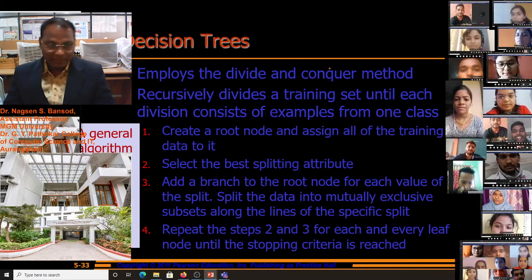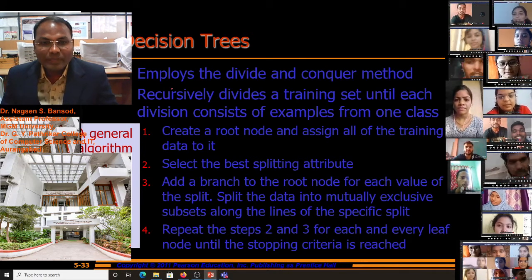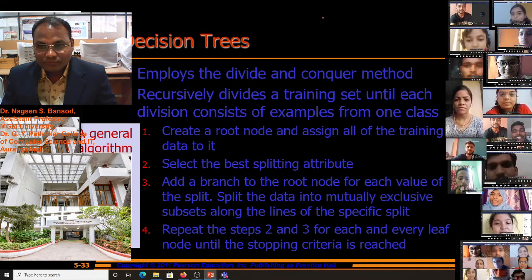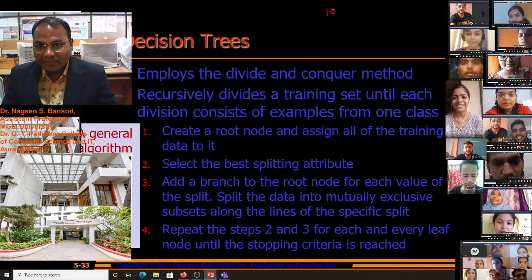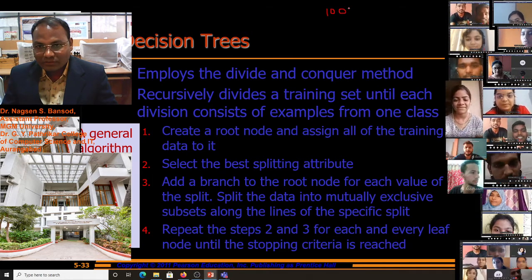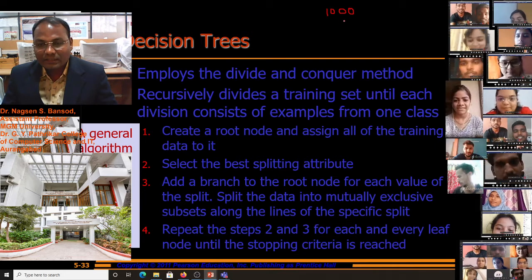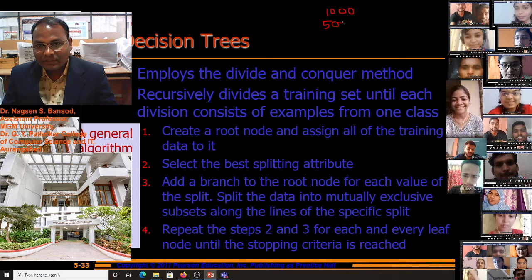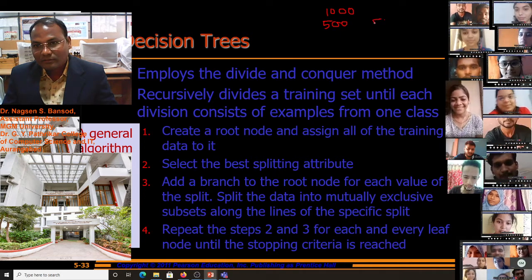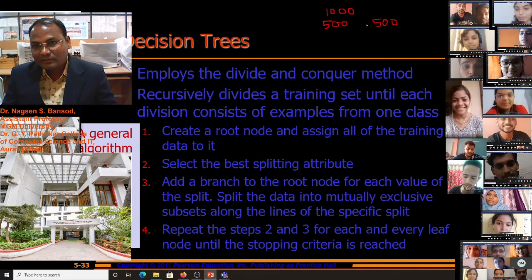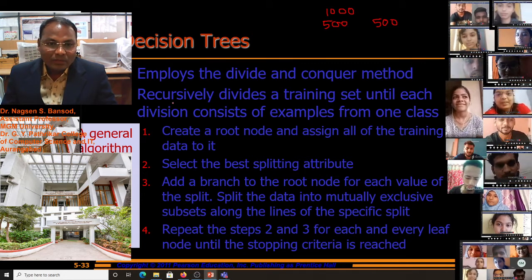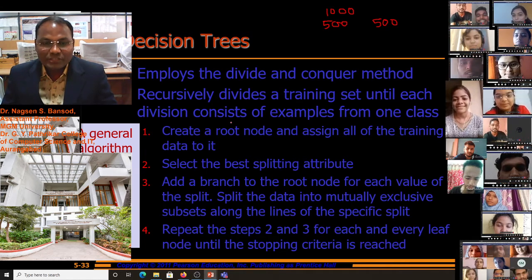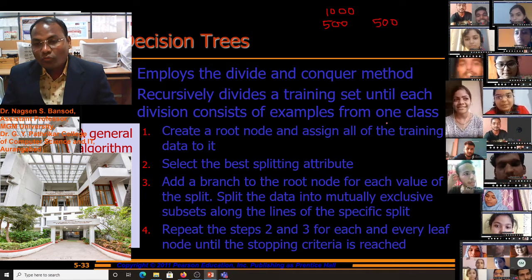Decision tree. What happens in a decision tree? It employs the divide and conquer method. Suppose we have data of 1000 records, then divide this data and make parts like this, 500 and 500. Then recursively divide the training set so that each division consists of samples from one class.